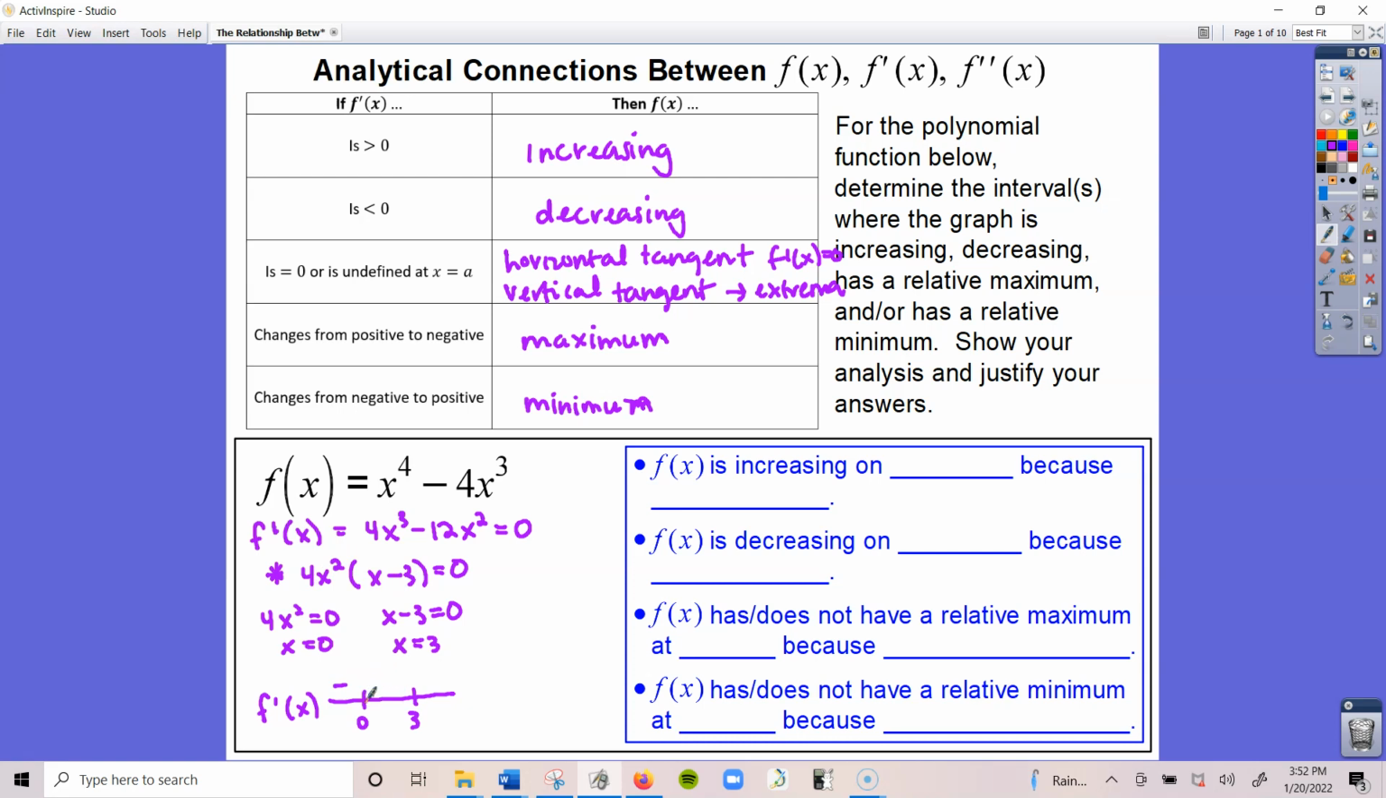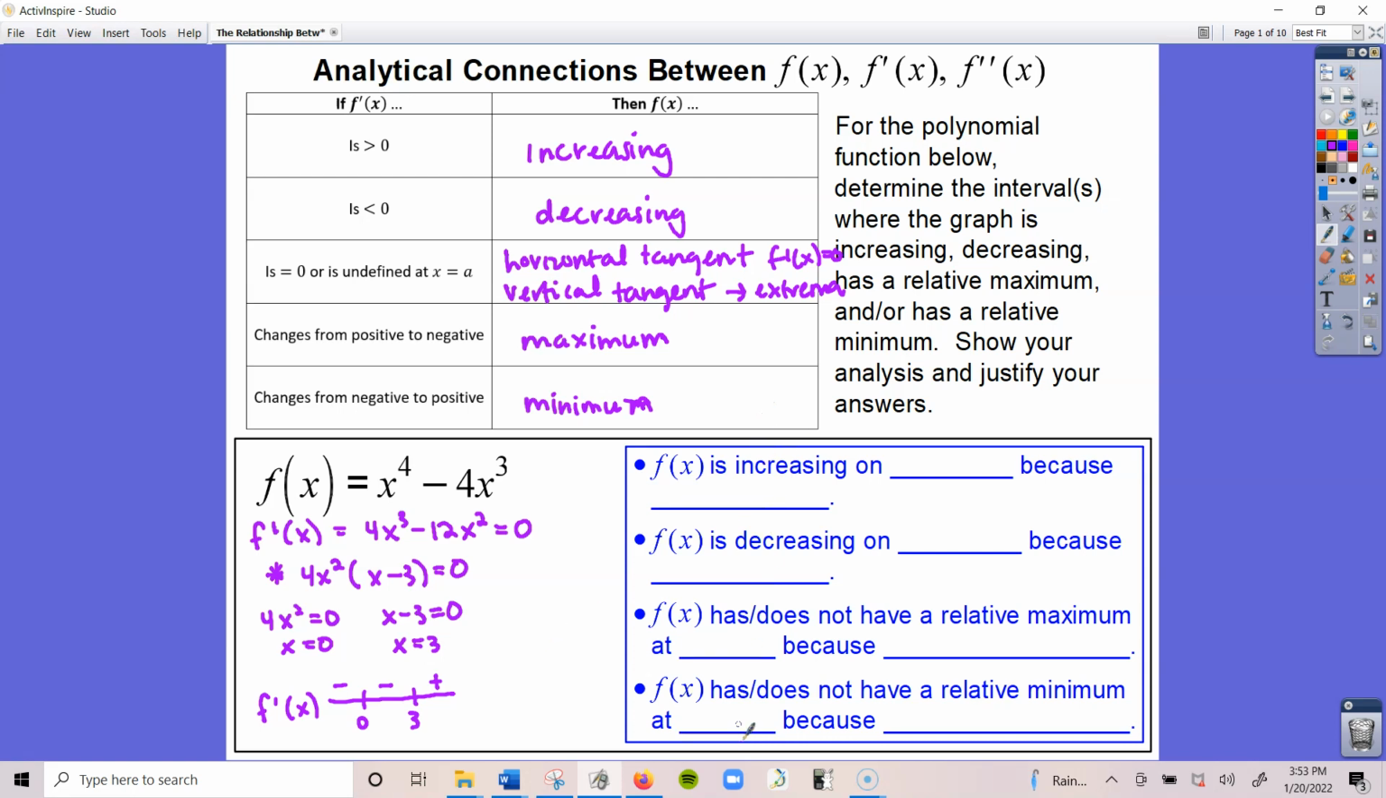If I plug in a number between 0 and 3, such as 1, this would still be positive, and this would still be negative, so this would be negative. And if I plug in 4, a number greater than 3, this would be positive, and 4 minus 3 is also positive, and a positive times a positive is positive.